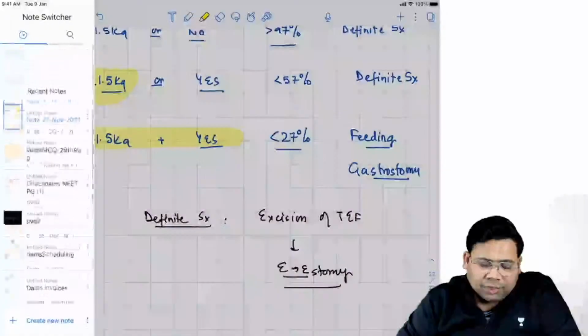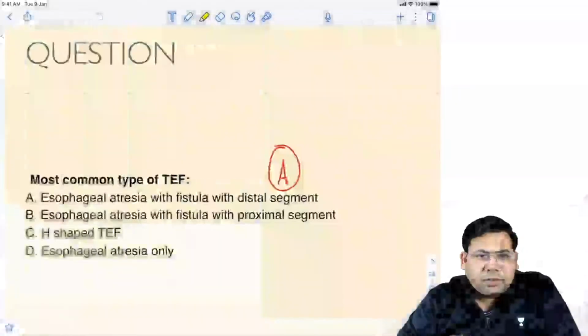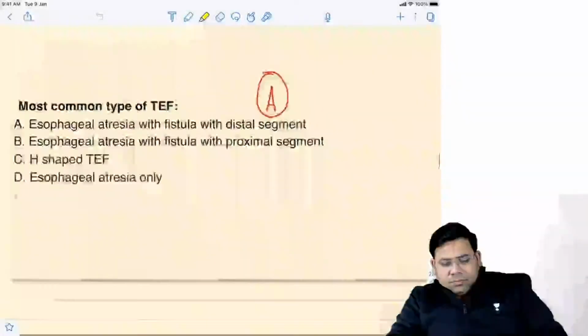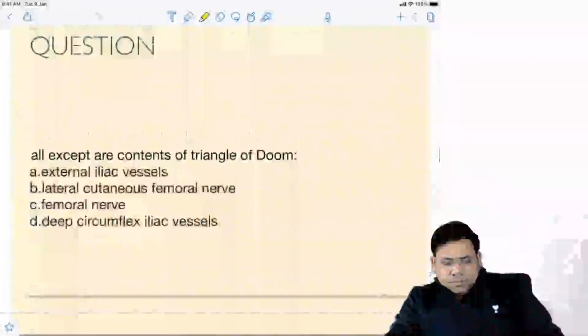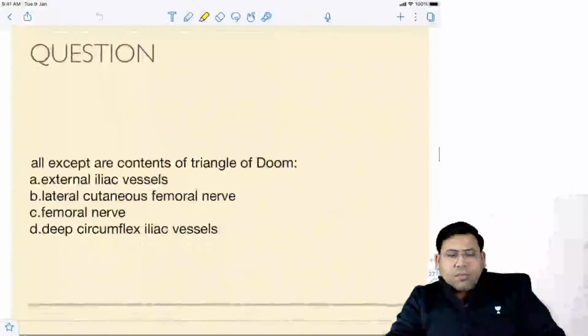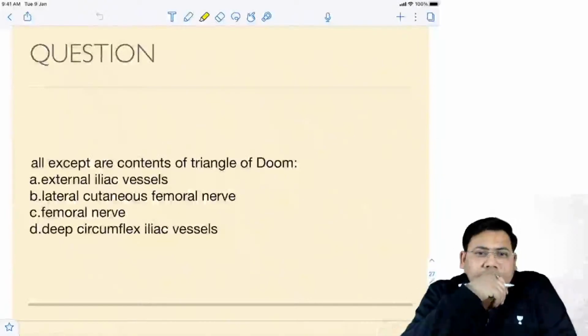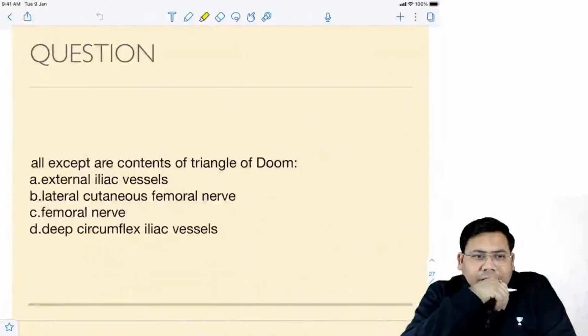So let us go to the next question. We are going to the next question. Okay. Chalo. All except are the content of the triangle of Doom. All except are content of the triangle of Doom. Come on, tell me.